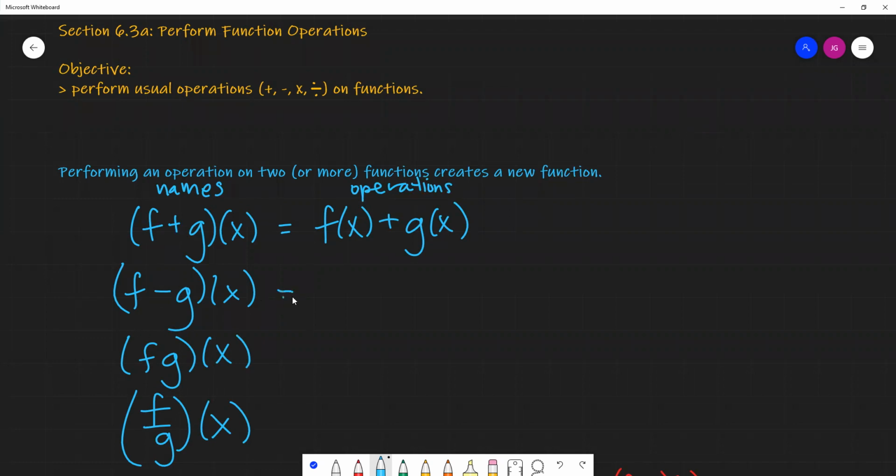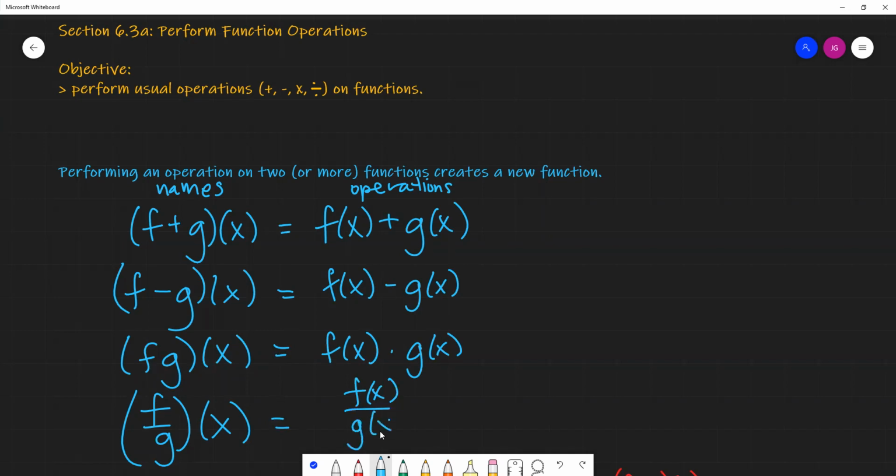Subtraction, that's just f of x minus g of x. Multiplication, that's f of x times g of x. I'm not putting a dot here. I'm not going to do f dot g. The main reason why, we're going to see in 6.3b. So you'll get to see why I'm not doing that in the next section. Just know that the name of it is fg, not f dot g. You could, it's not a bad thing, but it's customary not to, and we'll find out in the next section. And then f divided by g of x is f of x divided by g of x.